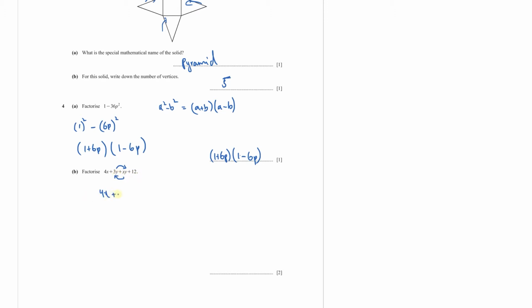So this will become 4x plus xy plus 3y plus 12. Now I can take x common from here. I will get 4 plus y. I can take 3 common here. I will get y plus 4. So 4 plus y and y plus 4 is essentially the same thing. So I can take that common as well. So let's write it as y plus 4 into x plus 3.